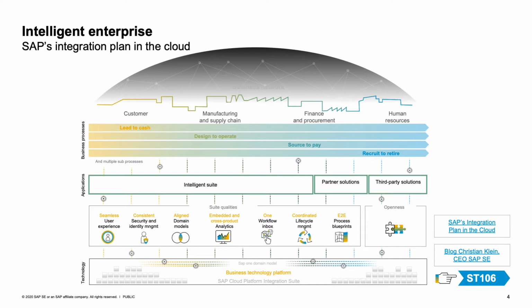And we do this not only from a technical integration perspective, we really drive this from an end-to-end business process perspective. That's what you can see here in the upper part of the presentation of this deck, is that we are driving this along 4 end-to-end processes like lead to cash, design to operate, source to pay, and recruit to retire. And there are also more sub-processes behind these high-level processes. And this is really covering the overall value chain of an organization.